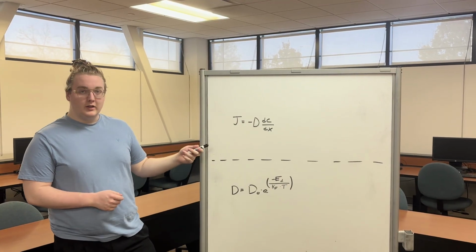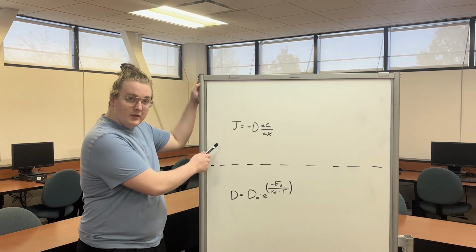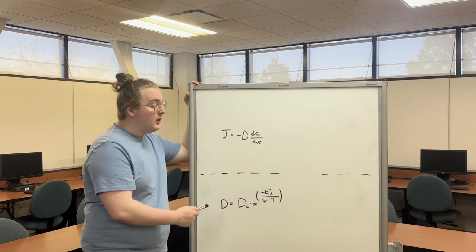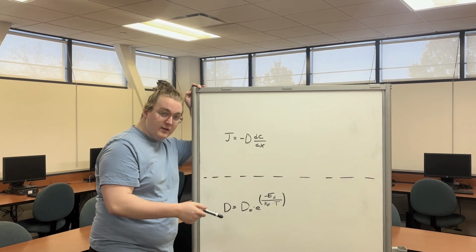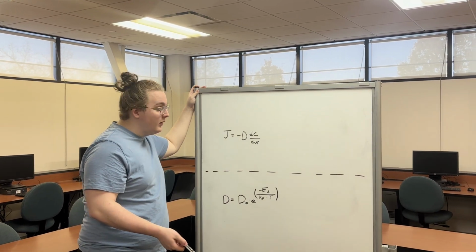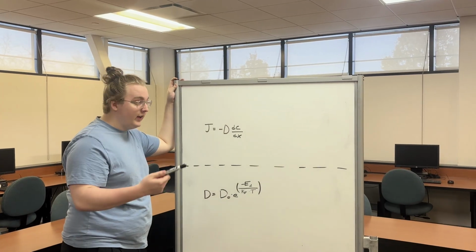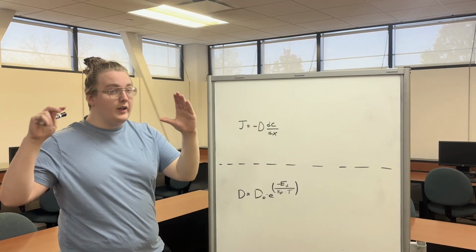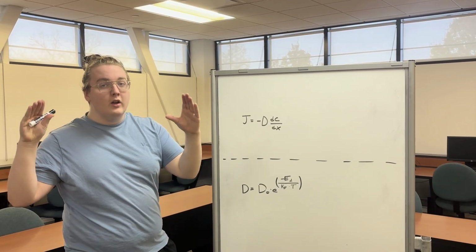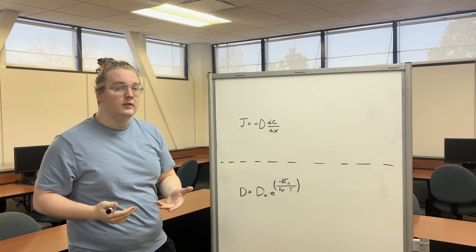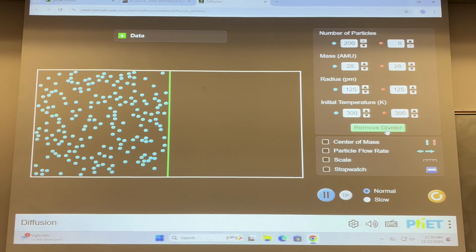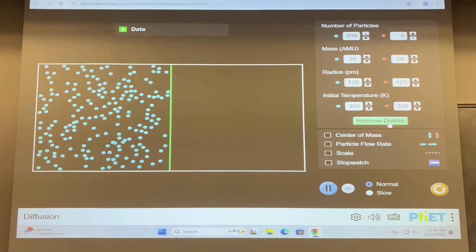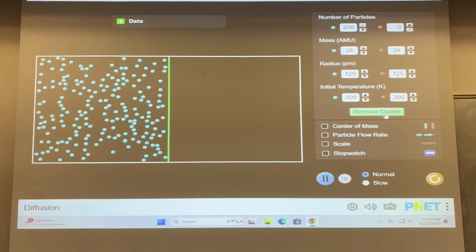For our diffusion flux equation, we have our flux, which is equal to the negative diffusion coefficient times our concentration gradient, which is dC over dx, meaning our concentration over the length. So we'd have the concentration on one side minus the concentration on the other side over the total length. We have our initial conditions of 200 particles on one side and 0 on the other. We also have our initial temperature of 300 degrees Kelvin on each side.